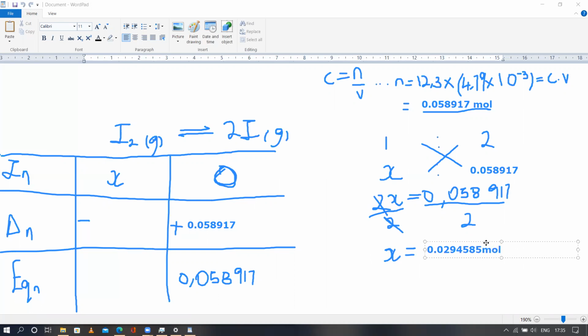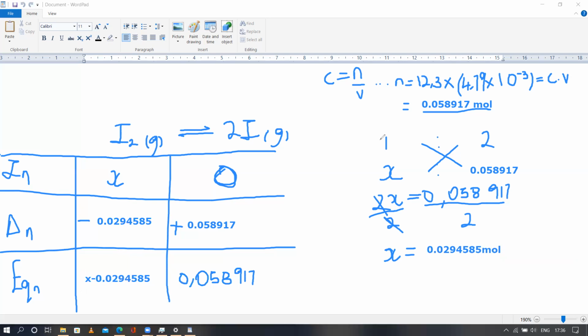So now that you have this, you're gonna write it here. So you're gonna have 0.0294585. And down here at your equilibrium, you're gonna have your x minus this. So at your equilibrium, it's gonna be x minus 0.0294585.